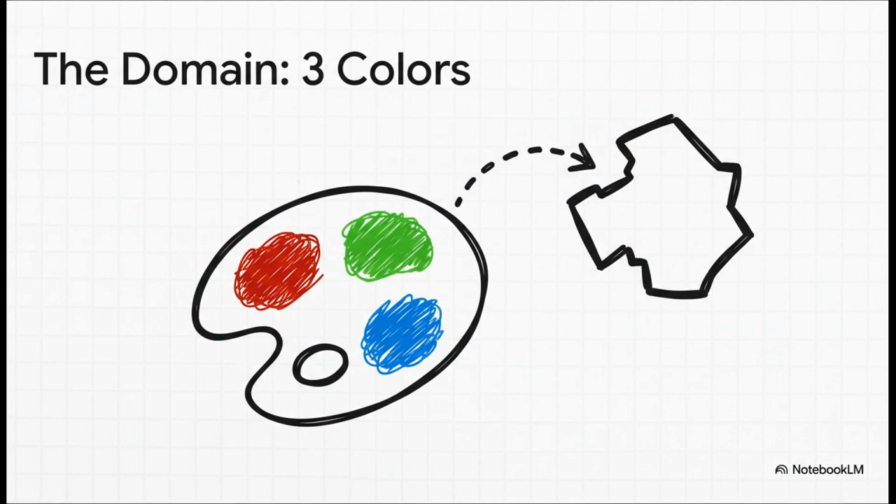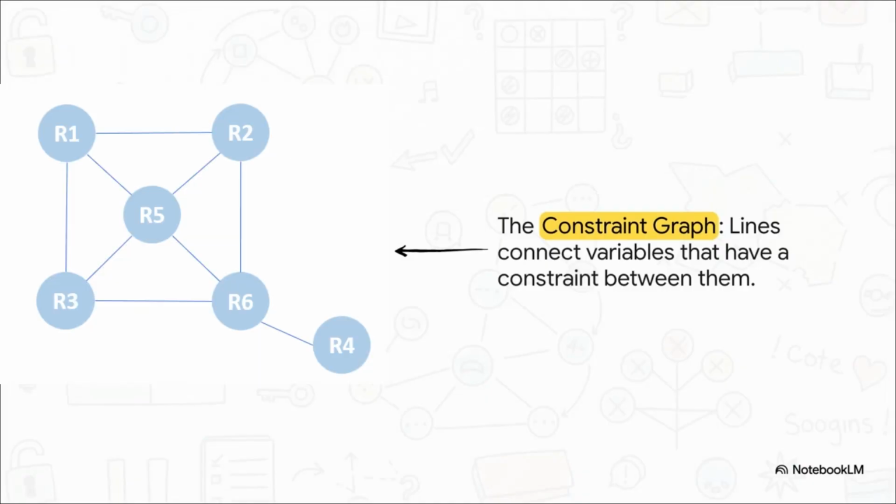And what's our domain? Well, it's the palette of colors we're allowed to use. For this problem, we just have 3 options for each region, red, green, or blue. That's the domain for every single one of our variables. Now, here's a really clever way to visualize the constraints. It's called a constraint graph. Each region is a dot, or a node, and we just draw a line between any 2 regions that touch on the map. Each one of those lines represents a rule. So that line between R1 and R2 literally just means the color of R1 cannot equal the color of R2. The computer's job is to find a coloring that doesn't break any of these lines.